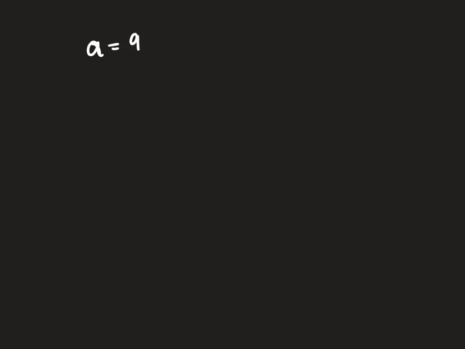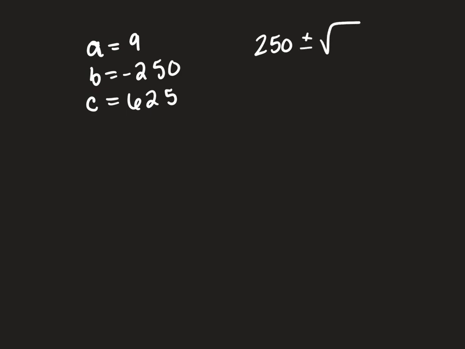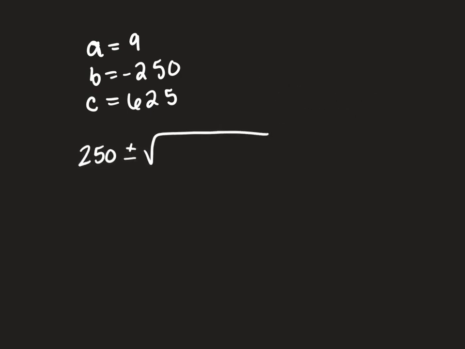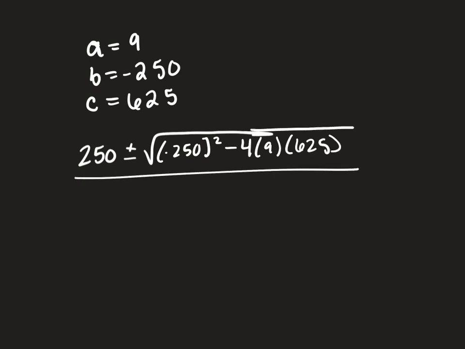So A was 9, B is negative 250, C is 625. So again, it's negative B plus or minus the square root of B squared minus 4 times A times C over 2A.